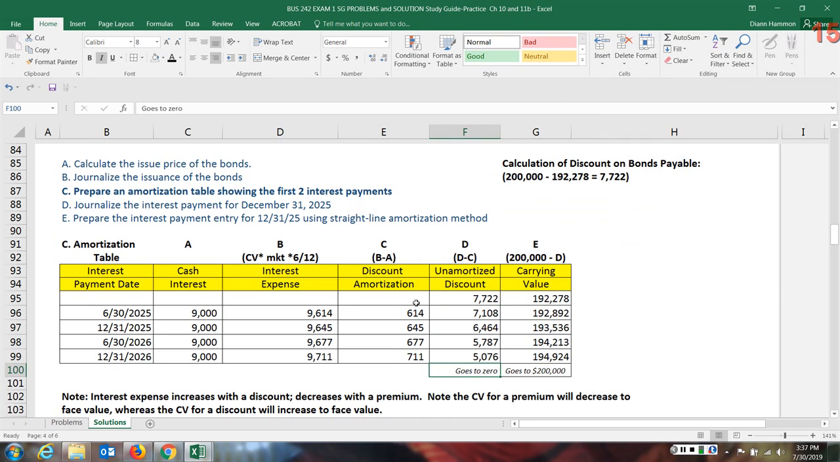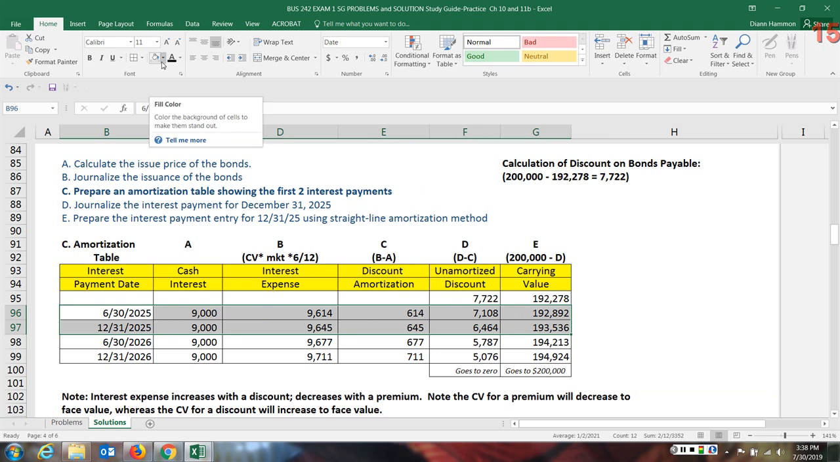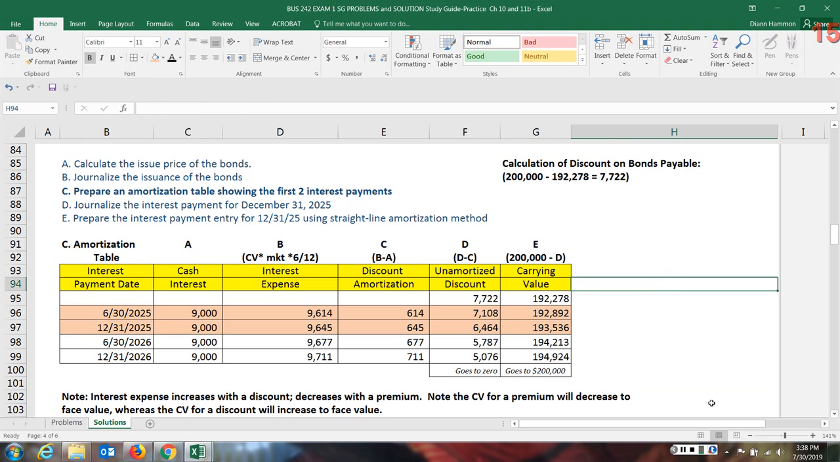Notice that the amount of discount being amortized each period then is going up. The carrying value is the $200,000 minus the unamortized discount. Ultimately, it is going to be $200,000. If we went through all 5 years and put these other payments in, this is what we would have. The problem asked us to just do these first 2 parts, the first 2 payments. So that would be the answer to letter C.